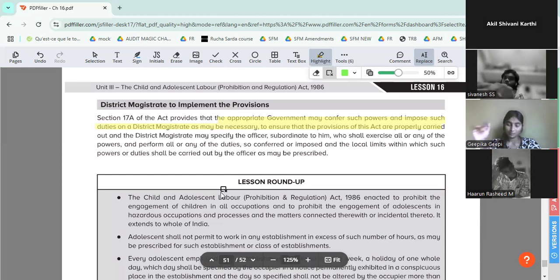Yes, so this is in regards to your unit 3 of lesson 16. We dealt with the Child and Adolescent Labor Prohibition and Regulation Act 1986. So we are winding up with this unit. Clear? Any doubts in this unit? Pretty straightforward. Easy, no? Yes, ma'am. So just one reading will help you to remember all the points. So we will stop with this. Okay.